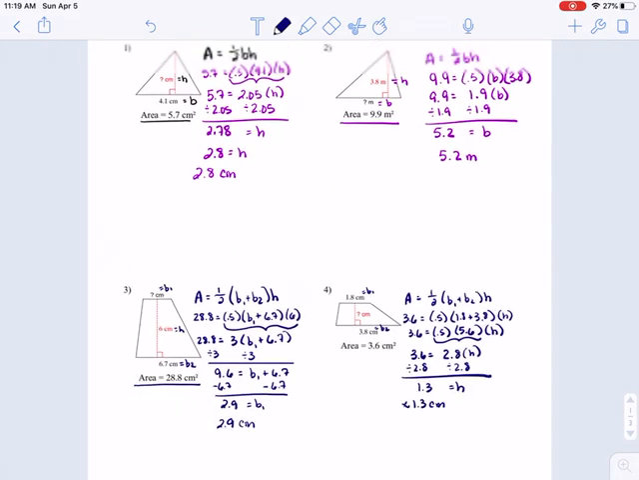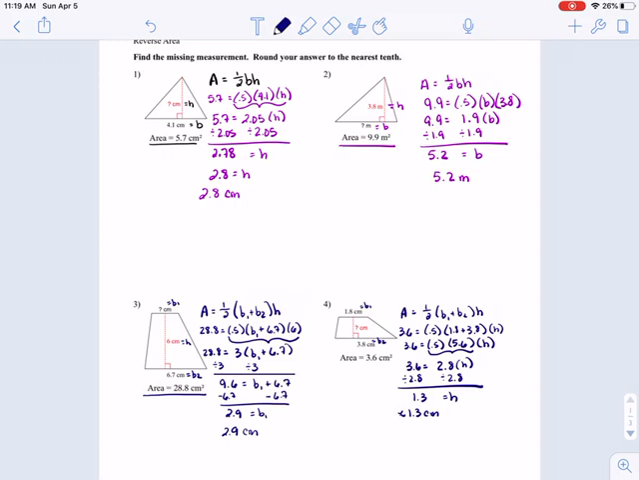Okay, I hope that helped you understand how to determine the missing value when you are given either a triangle or a trapezoid and its area.